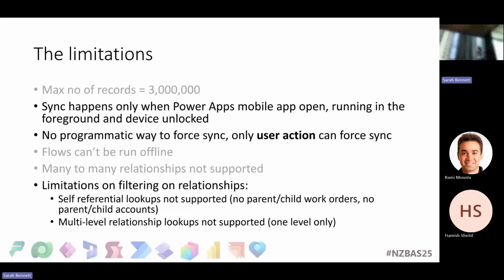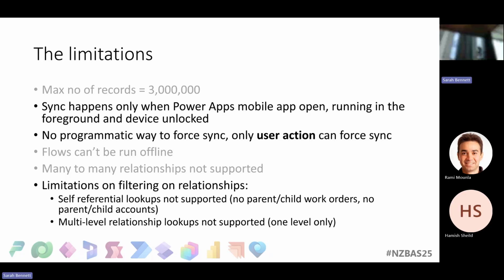Okay, limitations on filtering on relationships and how far you can go from the current record to get data. You can go one step, okay? You can go to the parent. You can't go to the grandparent or the great-grandparent. You can't have a list of data, a gallery, and attempt to filter it by something in the grandparent record. Self-referential lookups, not supported. Wasn't a problem for us, but if we had, for example, a parent work order and a child work order, that wouldn't work. If you've got, in your account, the out-of-the-box parent account table, not supported in offline capability. That's what I wanted to talk about there.